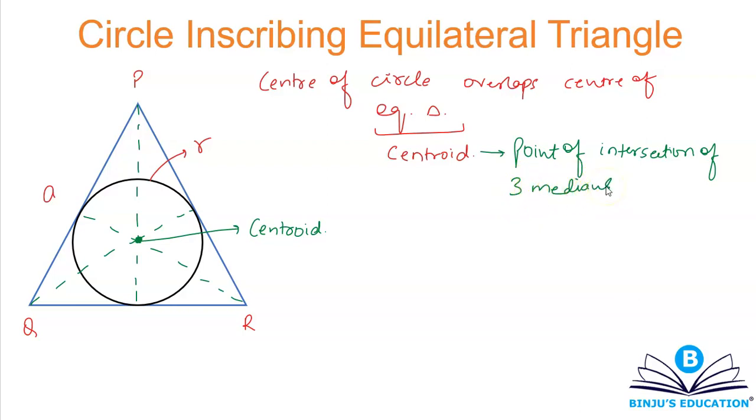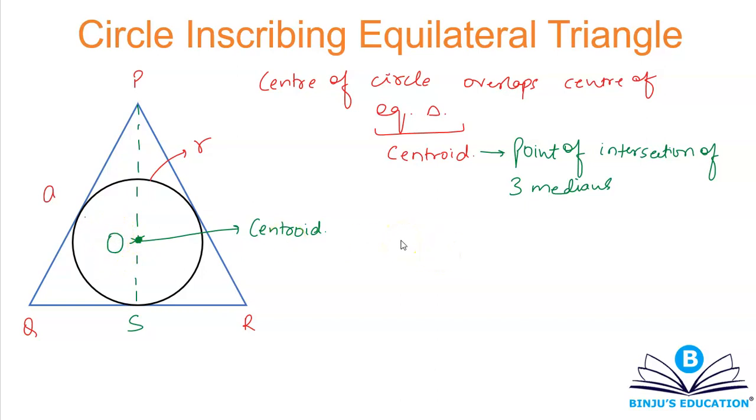Another thing that we need to know about centroid is that centroid divides the median in the ratio of 2:1. So I'm going to concentrate only on one median now. Let me remove the remaining two. I'm going to concentrate on the median that is dropped from P, and let's say that this point is S, where it's meeting the base. And this point, the centroid, I'm going to call O.